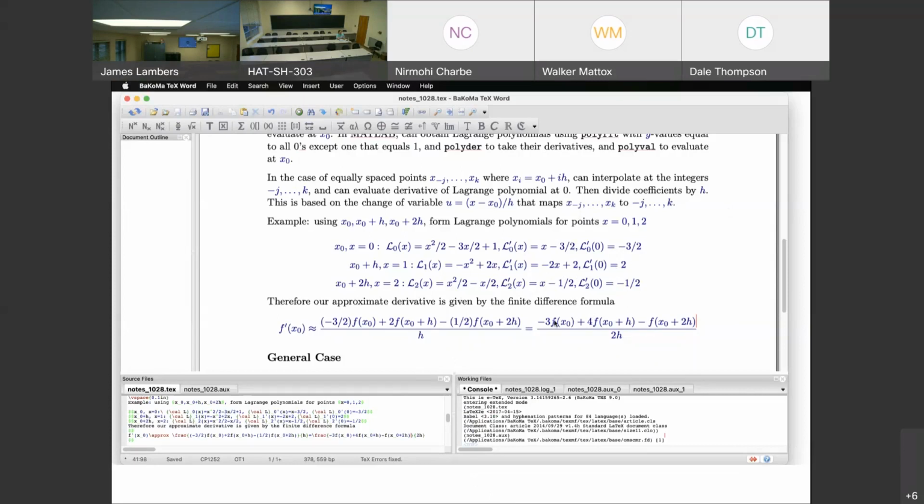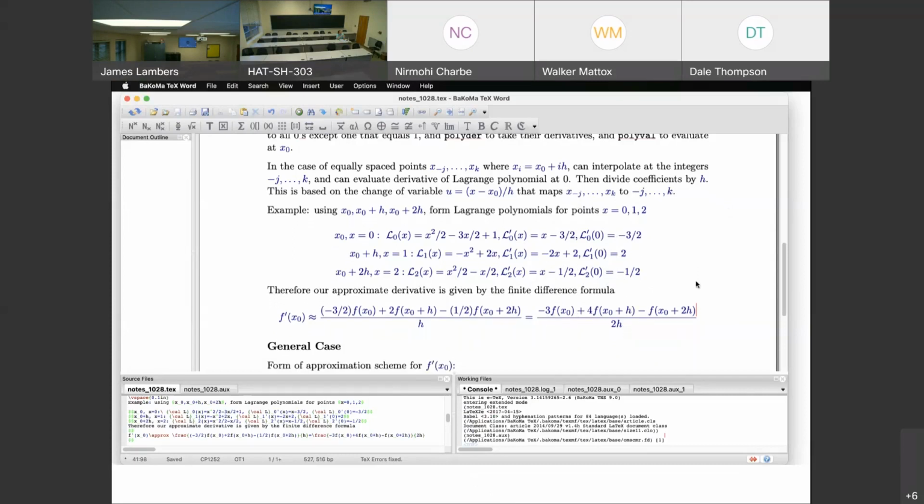Using these coefficients, the coefficients are just the derivatives of the Lagrange polynomials for these integers, evaluated at 0. And these turn out to give the same finite difference formulas as Taylor expansion, just because both the Taylor expansion approach and the Lagrange interpolation approach rely on polynomial approximation of f of x.